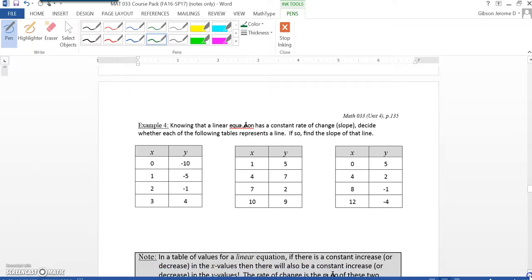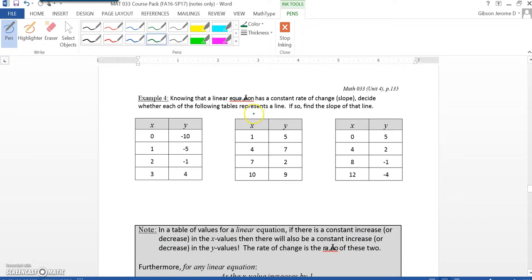Now we come here to example 4. Knowing that a linear equation has a constant rate of change, decide whether each of the following tables represent a line. If so, find the slope of that line. Now remember, in order for it to be a line, the slope must be consistent. So if you notice here, we have 0, 1, 2, 3. So they're going by ones.